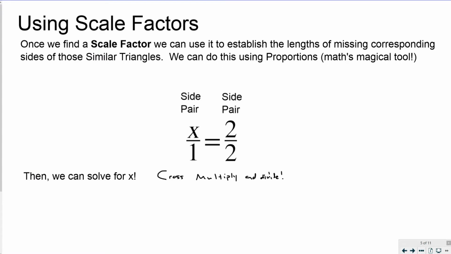So using scale factors. Once we find scale factors, we can use it to establish the lengths of missing corresponding sides of those similar triangles, and you can do this using proportions, math's magical tool. Side pair 1, a missing side of one of the triangles, divided by the corresponding side of the other, must be equal to another side of the original triangle divided by another side of the other triangle. Then you can solve for x by cross multiplying and dividing.